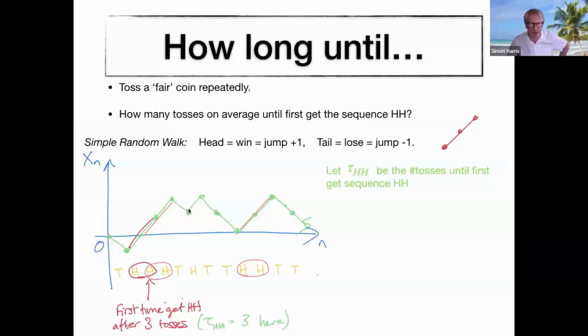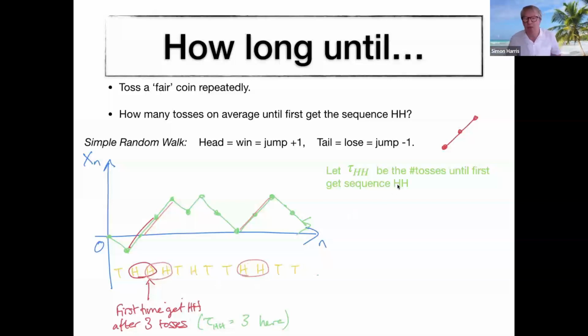So again, if we look at our particular realization of tossing heads and tails, and we think of it in terms of the path of the random walk, we had a head here the first time. So the time tau till we first got head head is 3 in this realization. We also got a head head on the 4th toss and also 1 over here. And you see they're overlapping here. That's significant.